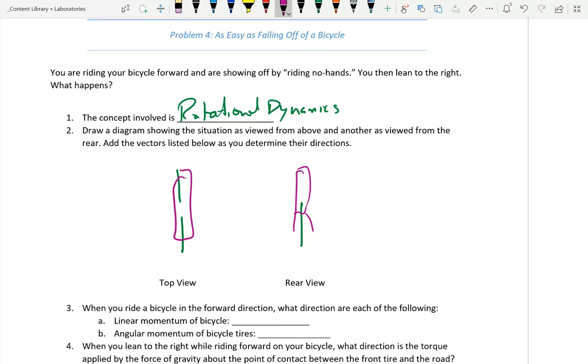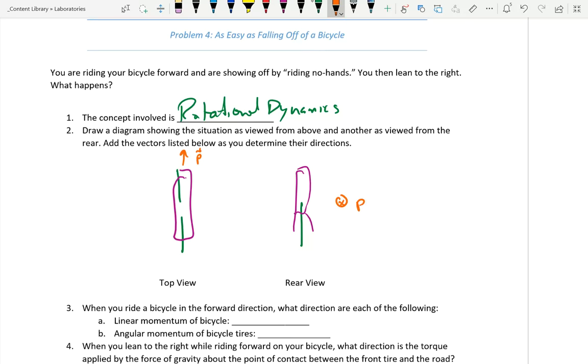So first, when you ride a bicycle in the forward direction, what direction are each of the following? What direction is the linear momentum of the bicycle when you are riding it? Forward. Okay, so on the top view, that's easy. There's my linear momentum.